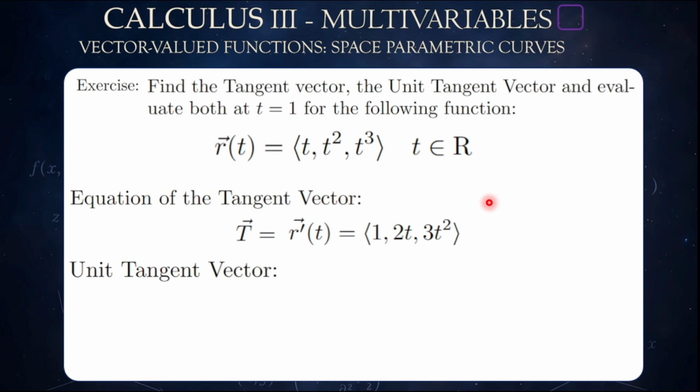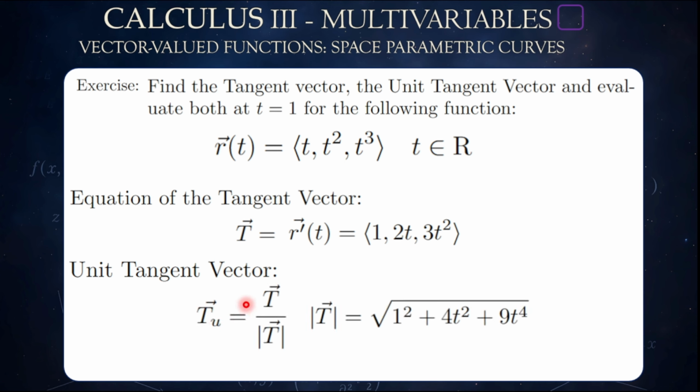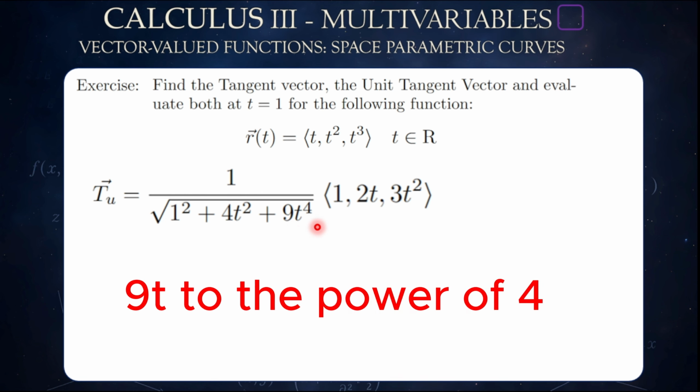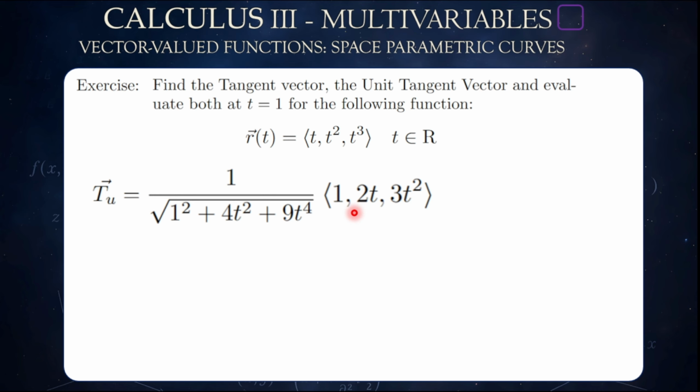The unit tangent vector is given by T divided by what? So Tu is equal to T divided by the modulo, or the size of T. Okay, the size of T is equal to square root of 1 squared plus (2t) squared plus (3t squared) also squared. Okay, Tu then is equal to 1 divided by square root of 1 squared plus 4t squared plus 9t to the fourth, that's the length of the vector, multiplied by the original tangent vector, which is not unitary, (1, 2t, 3t squared). At t equal 1, what would be the value for both vectors?